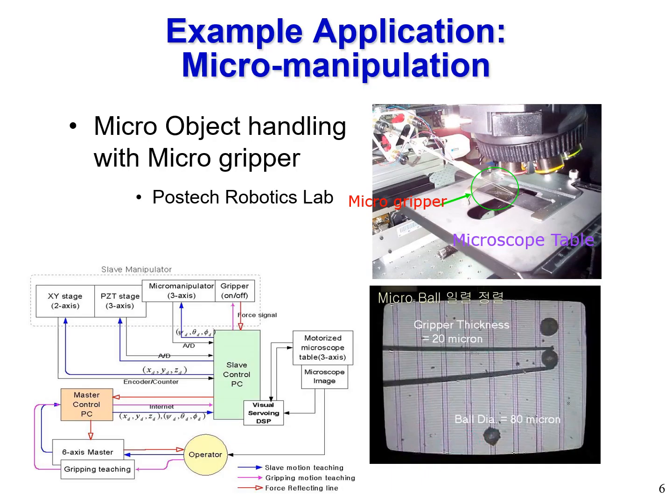So this is an example of an application where you can see micro object handling with the help of a micro gripper, and it uses machine vision. It uses a gripping mechanism, and it uses a lot of controls to get that accurate manipulation.